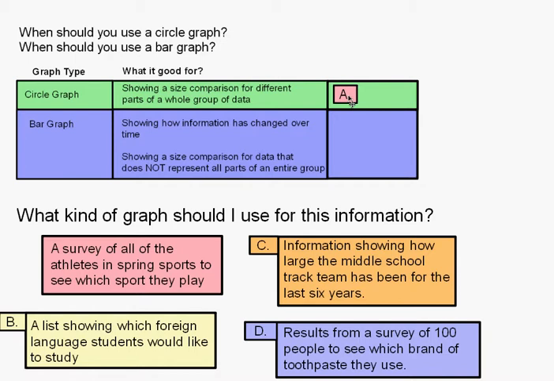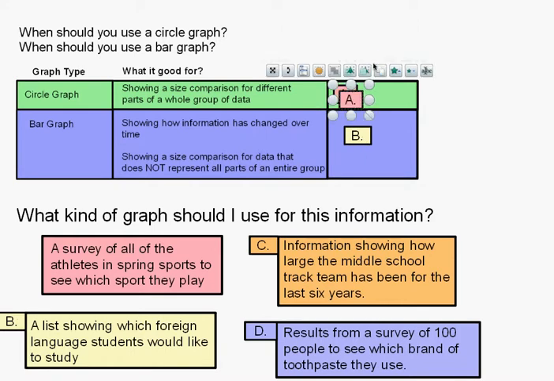If I'm looking at a list showing which foreign language students would like to study, I didn't necessarily survey all the students. I just want to look and see, okay, who wants to study Spanish, French, German, that kind of thing. So we could just make a bar graph with that information.